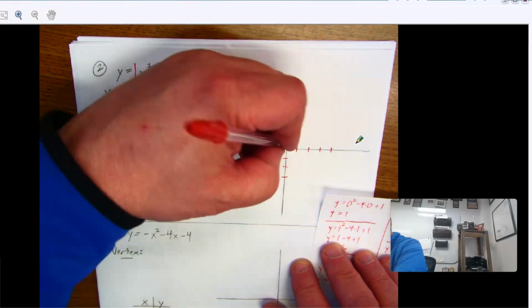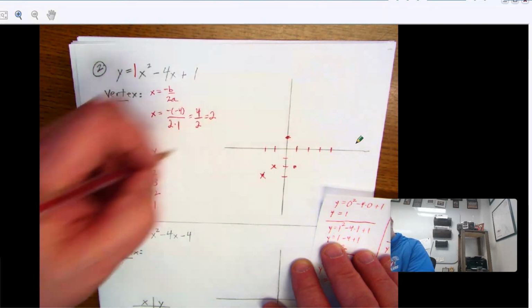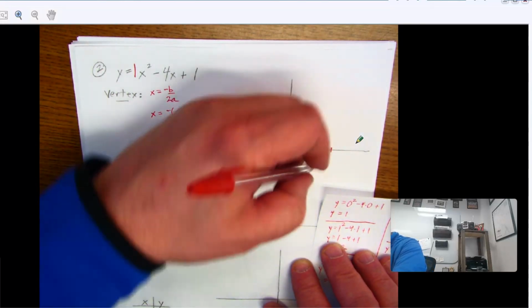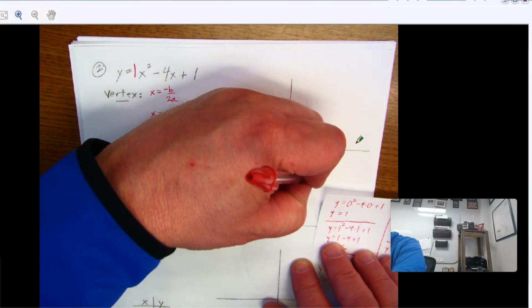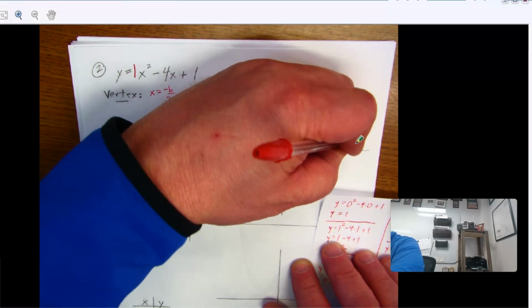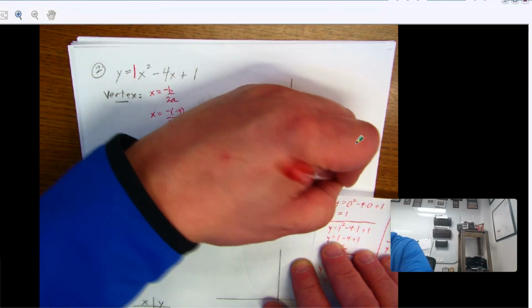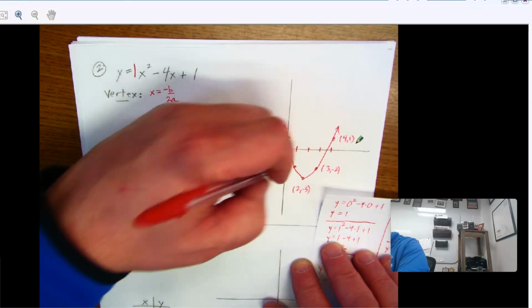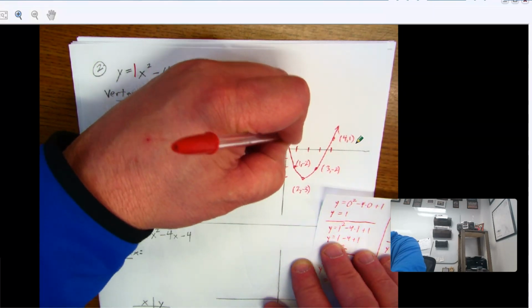0, 1 is right here. 1, -2 is there. 2, -3 is here. 3, -2 is here. And 4, 1 is here. That's much better. So we'll then connect these dots. Sorry again for that mistake. This is 4, 1. This was 3, -2. This one was 2, -3. This point here was 1, -2. And this one was 0, 1.